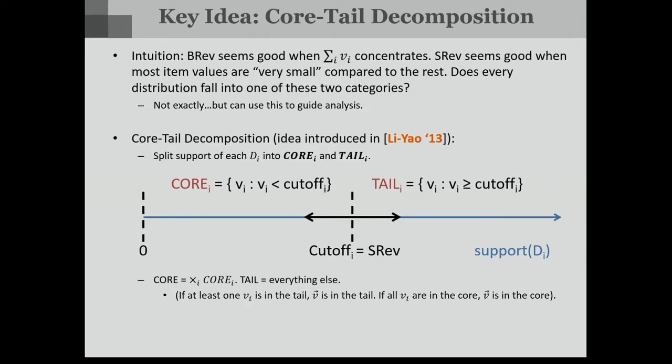I also want to say an entire valuation vector is in the core if every item is in the core, so if your value for every item is small. And I'll say that valuation vector is in the tail if your value for at least one item is large. And like Malesh pointed out, this is very large. It's larger than Srev for selling all the items together.